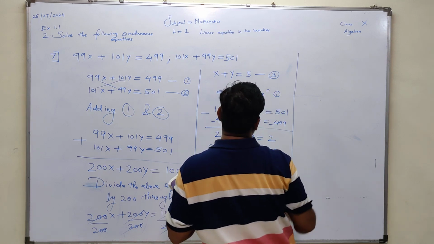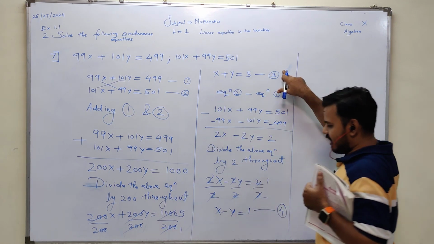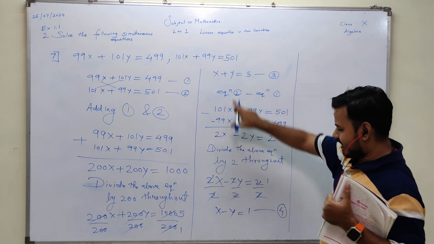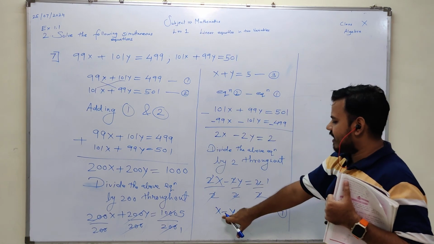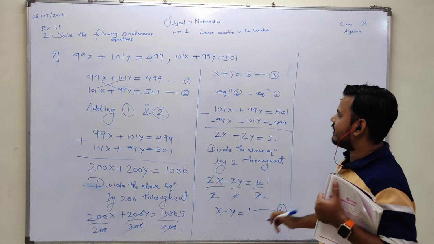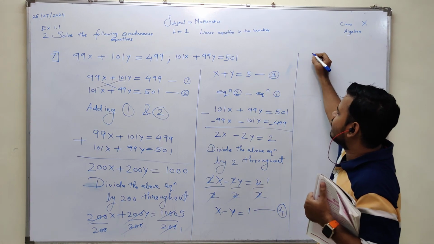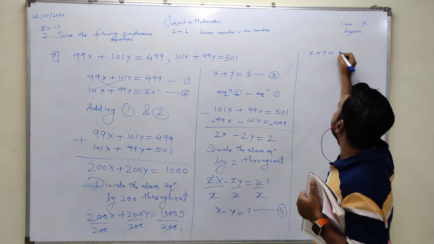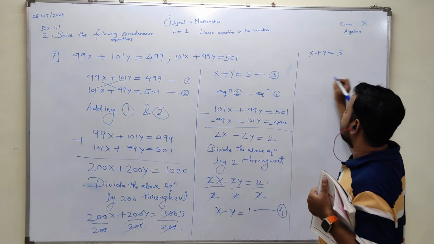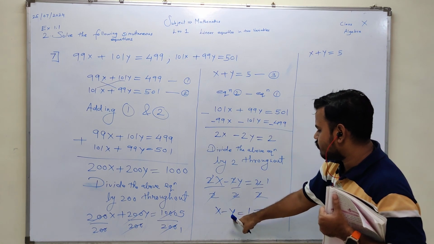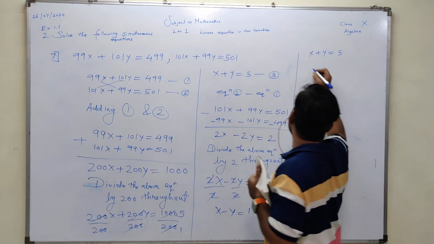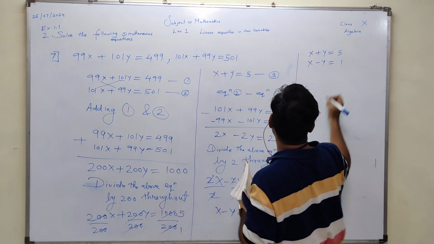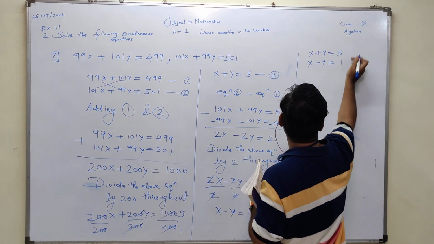I will draw a partition. Now this 3 and 4, what you will do? Easily you can cancel out y, eliminate y, and you will get the value of x. So I am writing equation number 3: x plus y is equal to 5, and below that I will write x minus y is equal to 1. So this is your equation 3 and equation 4.